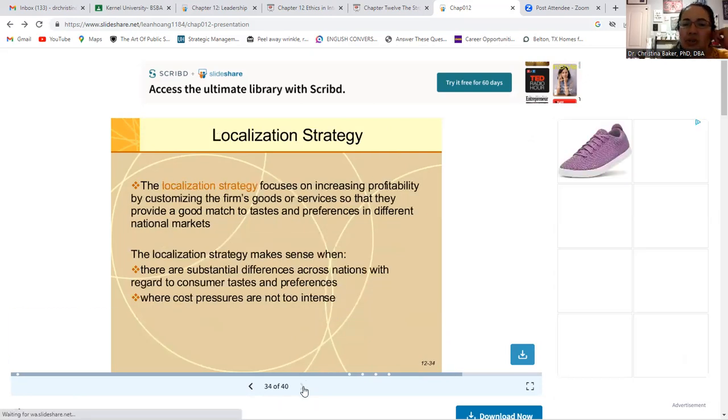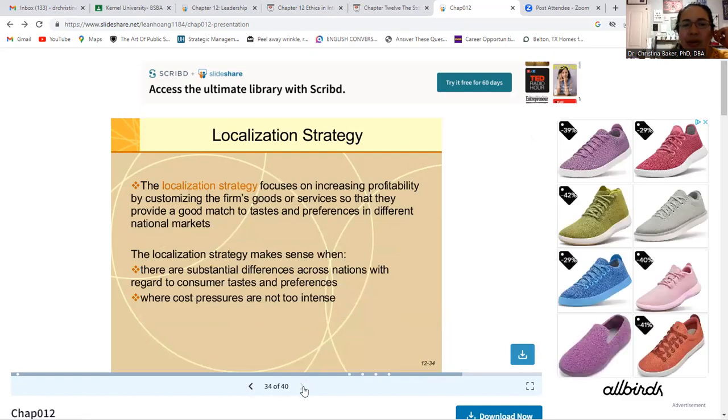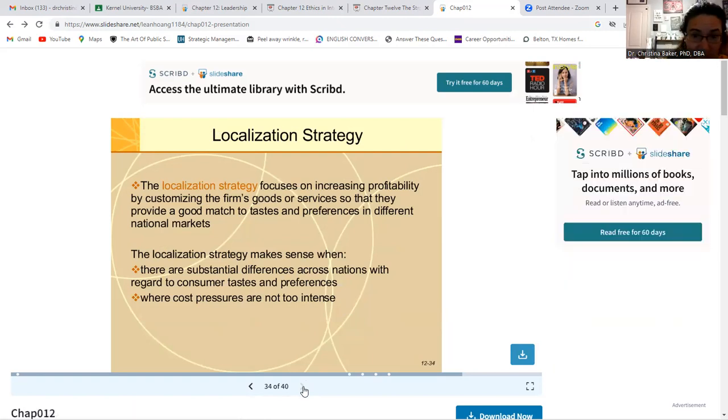The localization strategy focuses on increasing profitability by customizing the firm's goods and services so that they provide a good match to the tastes and preferences of different national markets. Localization strategy makes sense when there are substantial differences across nations with regard to consumer tastes and preferences, where cost pressure is not too intense.